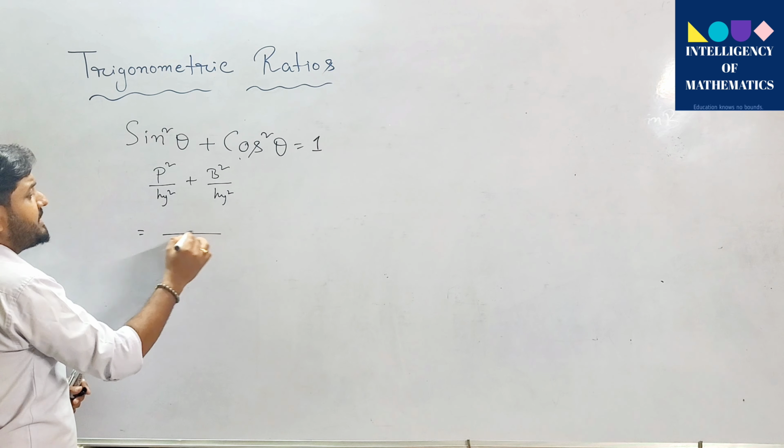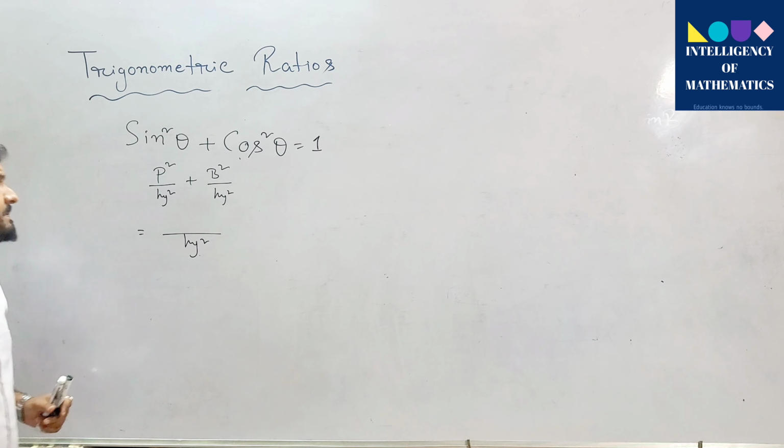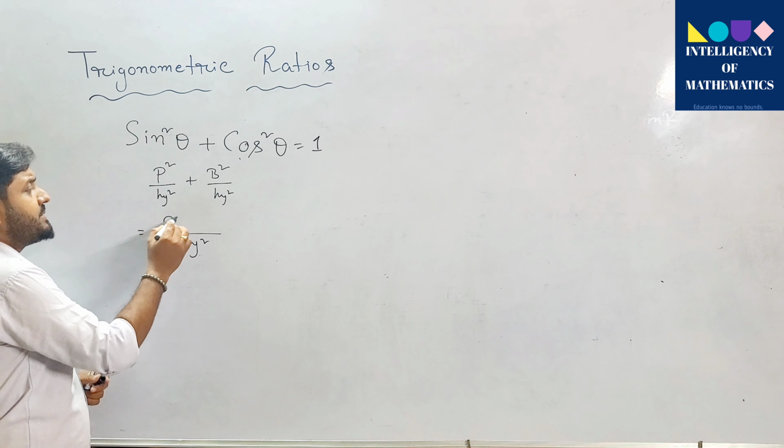So the LCM will be hypotenuse square, and then here you will get p square plus b square. You know, p square plus b square means only hypotenuse square. Here also hypotenuse square by hypotenuse square will give you 1. So like that we can prove, but proofs are not in your syllabus. What we have to do?